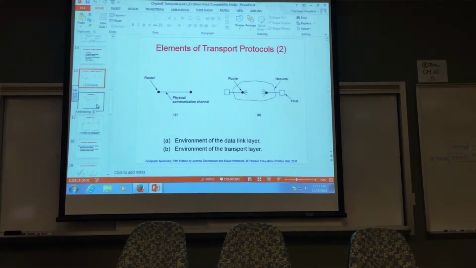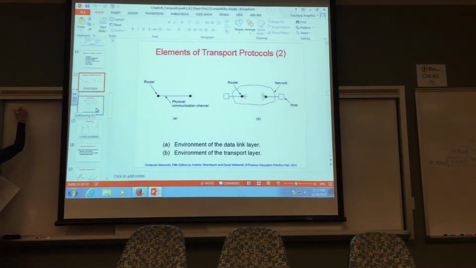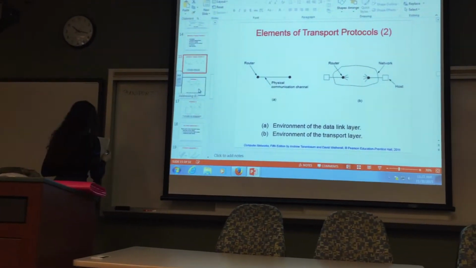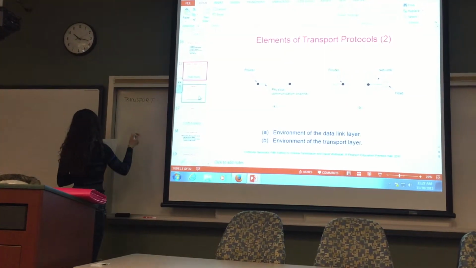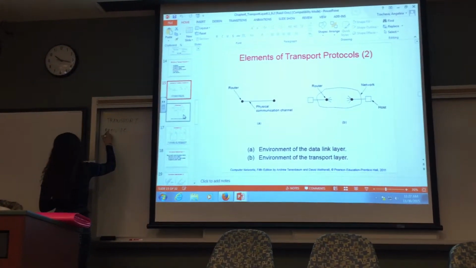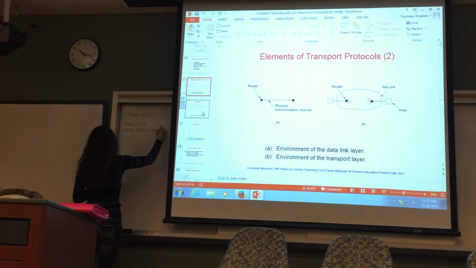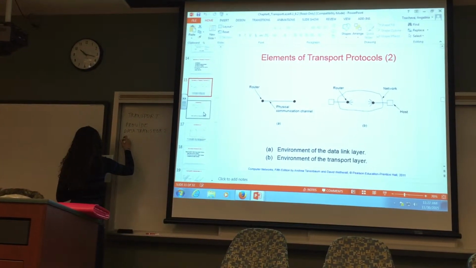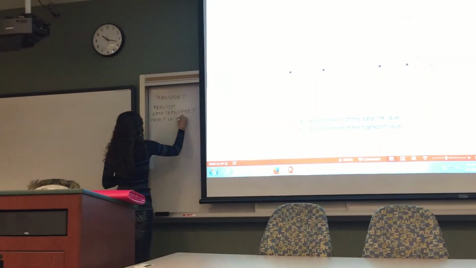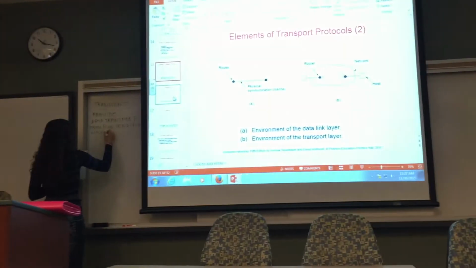We already mentioned the reason that we need this layer is because we want to provide reliable end-to-end delivery. So we build on the network layer to provide data transport from process on sending machine to process on receiving machine with reliability.